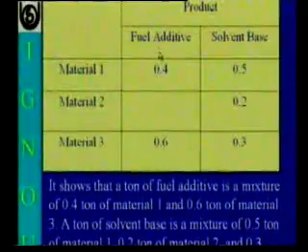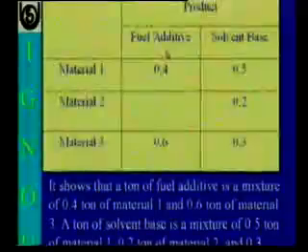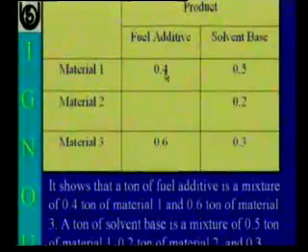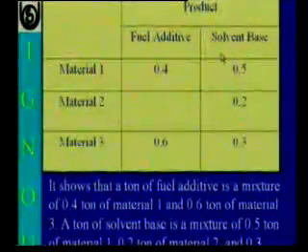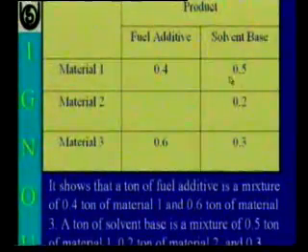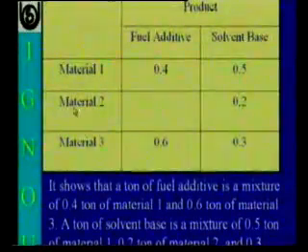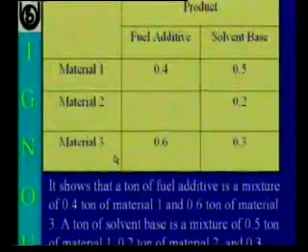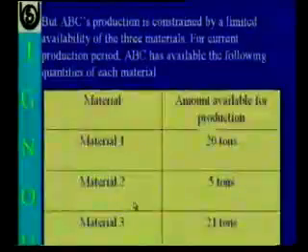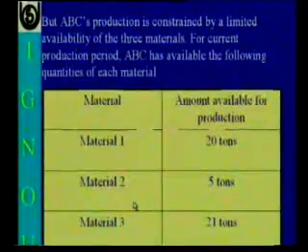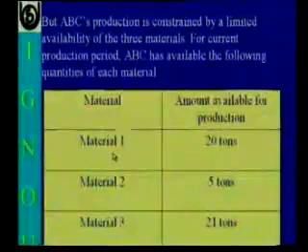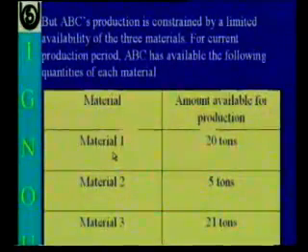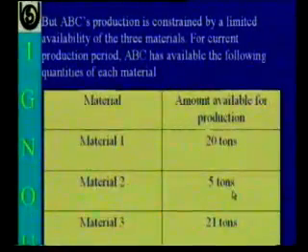Now fuel additive has 2 components. 1 ton of fuel additive is comprised of 0.4 ton of material 1 and 0.6 ton of material 3. Similarly, solvent base requires 0.5 ton of material 1, 0.2 ton of material 2 and 0.3 ton of material 3. But this production is constrained by the limited availability of material 1, 2 and 3. Now what is the constraint? The available quantity of material 1 is only 20 tons, material 2 is only 5 tons, similarly material 3 is available 21 tons.